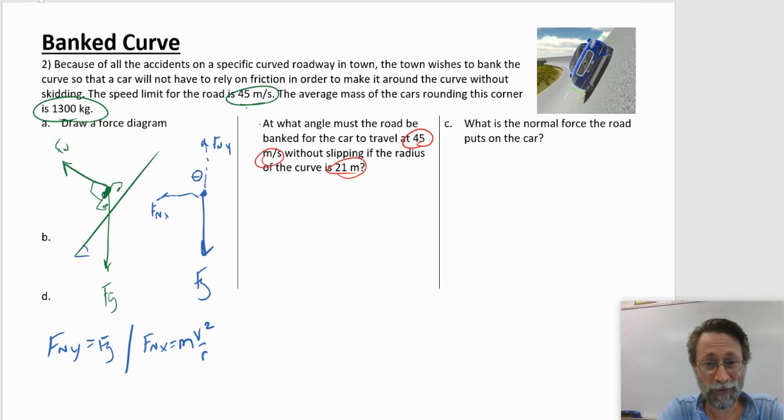Now, in order to keep this going 45 meters per second with a car at 1,300 kilograms, I imagine this angle is going to have to be a really, really big angle, kind of like you see in the picture here. But we'll see where this goes.